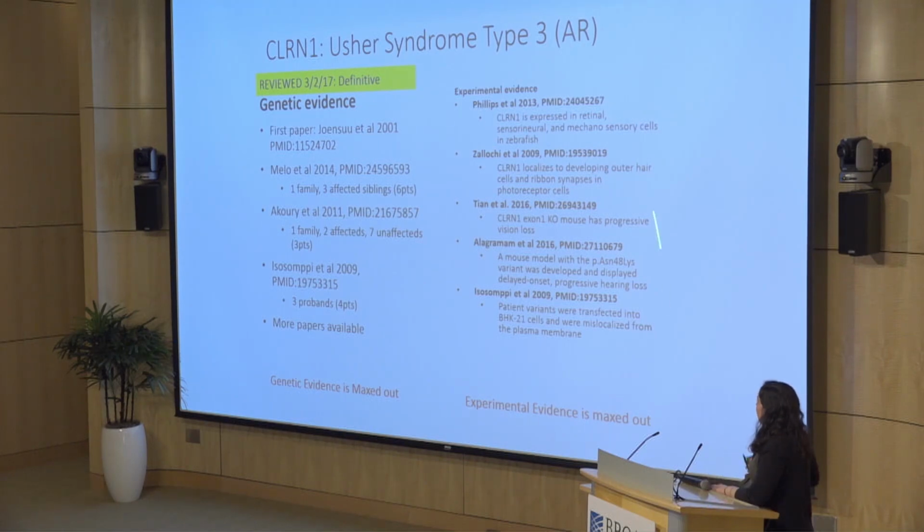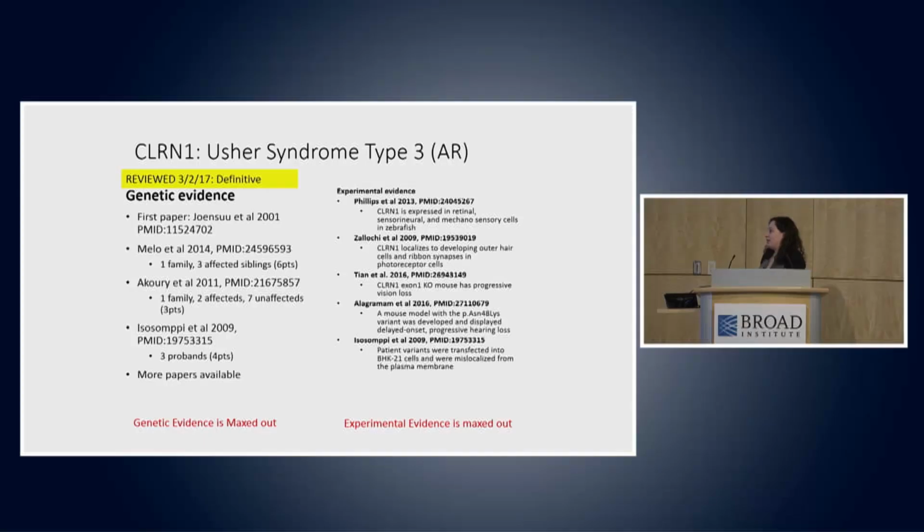And we will list a bunch of experimental evidence pieces, but for example, an important thing being that there is a knockout mouse that has progressive vision loss, which is consistent with Usher syndrome, which is a syndrome with hearing and vision loss. And there's a bunch of expression studies. There's another mouse model with actually a particular patient variant, and just showing that experimental evidence is maxed out in that case too. So you're really just curating until you reach definitive in this case.